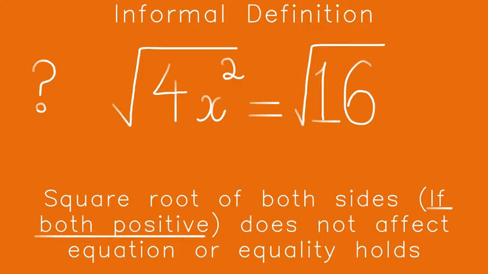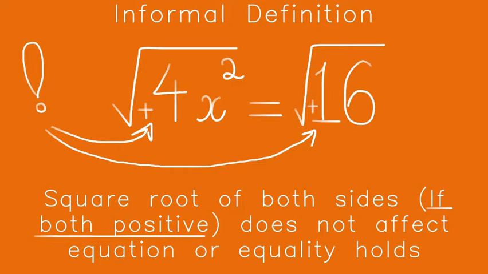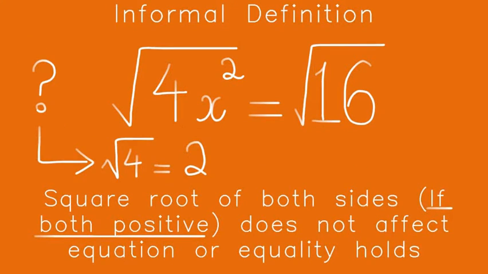Then we have to figure out what the positive condition is all about. You can see that both of these sides are positive. If they were negative, then you wouldn't be able to do that. The reason is that we know the square root of positive 4 is equal to 2. We don't know what the answer is to the square root of negative 4. That is why both of these have to be positive, because that is the only way we are going to know what the answer is.